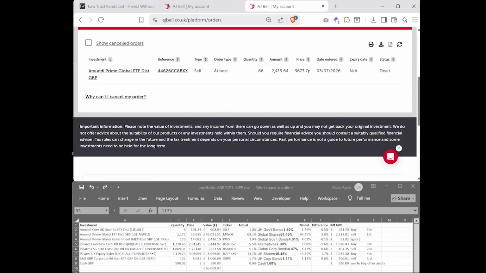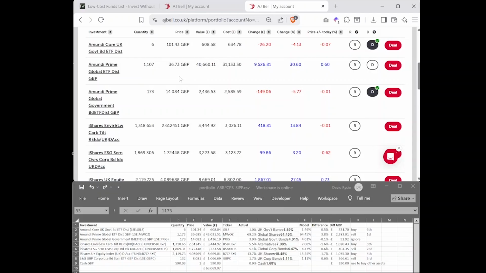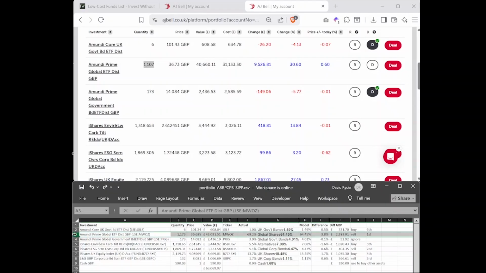So let's go back to the portfolio. It's taken a couple of minutes, but we can see now that the units have gone down from 1173 to 1107. So that deal has now gone through. So we can just mark this one as having been completed, and I'm going to change the color to green just to make it nice and easy for me to see that I've done it. So that's first is done.